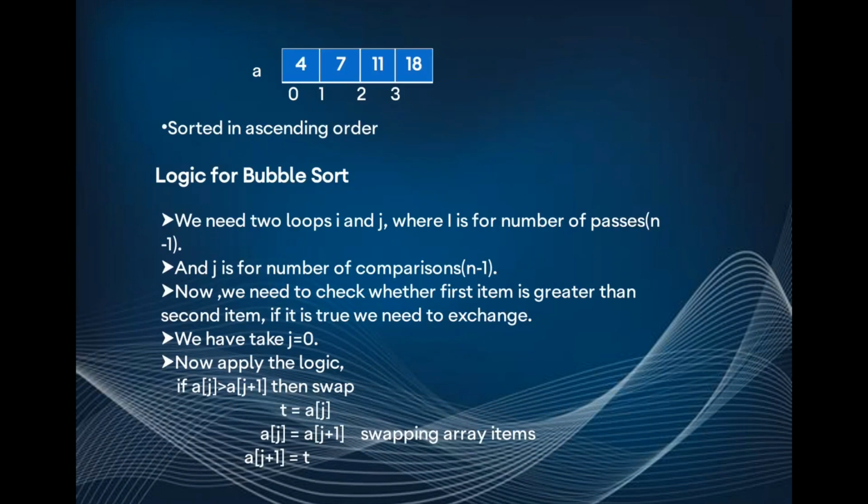Now we are going to discuss the logic for the bubble sort. For this we need to take two loops, i and j, where i is for the number of passes and j is for the number of comparisons. Now we need to check whether the first item is greater than the second item. If it is true, then we need to exchange. Then we take j equals 0. Now apply the logic: if a[j] is greater than a[j+1], then swap. t = a[j], a[j] = a[j+1], a[j+1] = t. This is the code to swap the two array items.